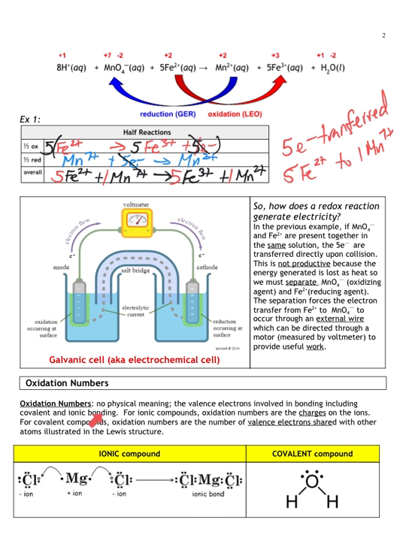But let's practice oxidation numbers. What are oxidation numbers? There's really no physical meaning to oxidation numbers, but I've come down to a pretty good definition for it, and that's the valence electrons involved in bonding, including covalent and ionic bonding. So let me contrast ionic bonding versus covalent bonding, and we can see how oxidation numbers work. For ionic compounds, oxidation numbers are actually the charges on the ions. For covalent compounds, oxidation numbers are the number of valence electrons shared with other atoms, illustrated in the Lewis structure.